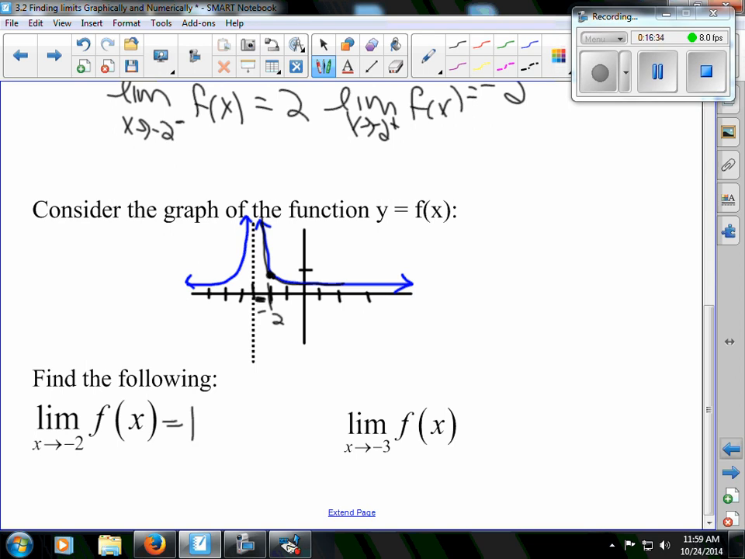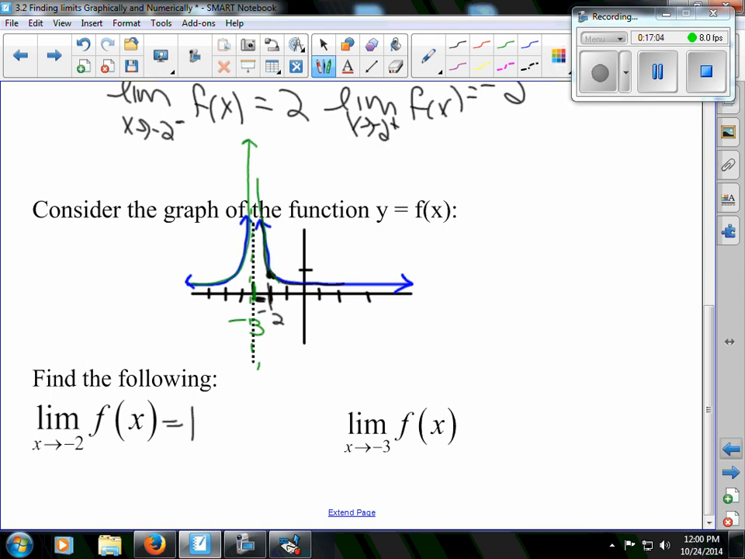Now let's talk about negative 3. At negative 3, something else is happening. This right here is a vertical asymptote right at negative 3. And as the x values from the left of negative 3 approach that asymptote, they just blow up and become infinitely huge. At negative 3, there is no value of f, but that doesn't matter. What we care about is what's happening as the x values get closer to negative 3.